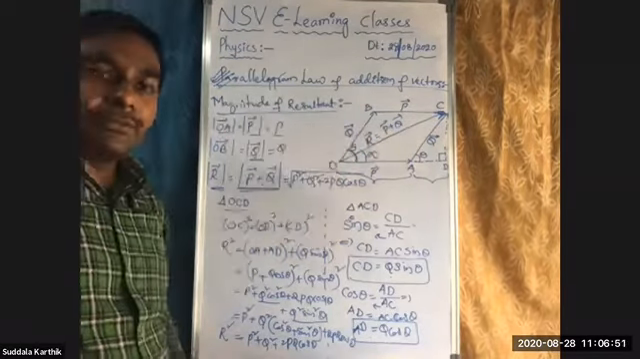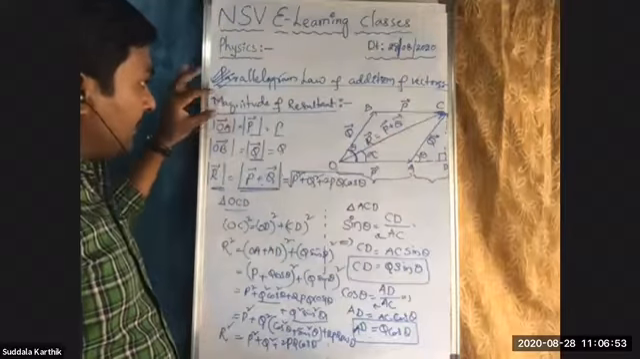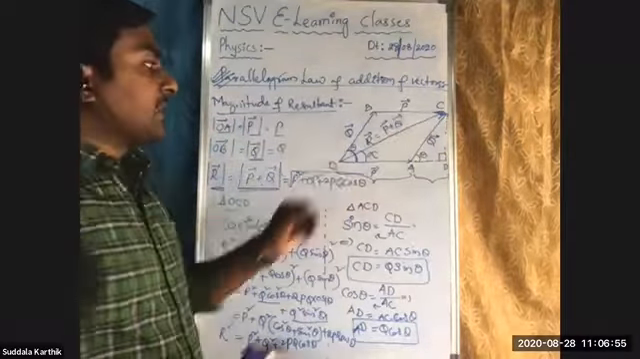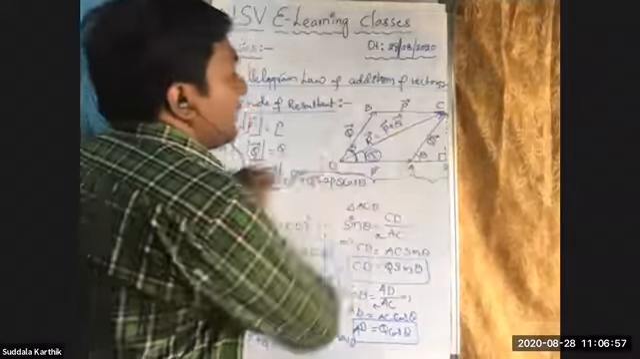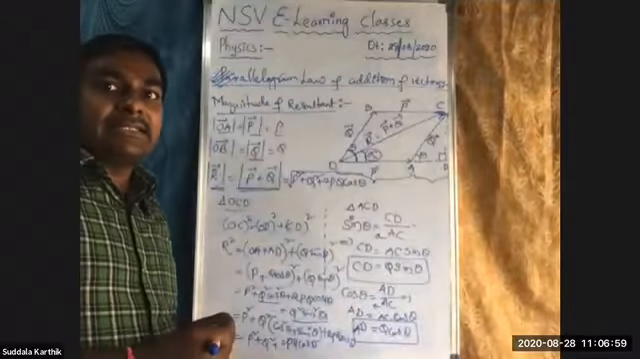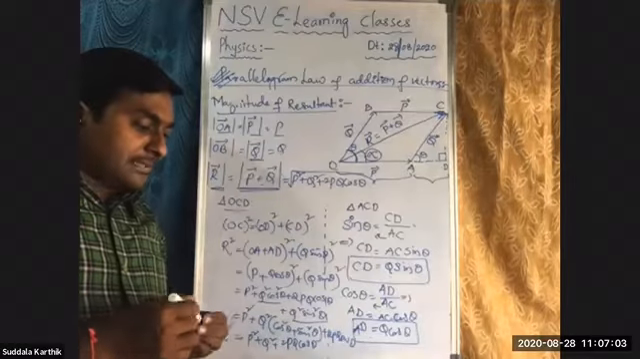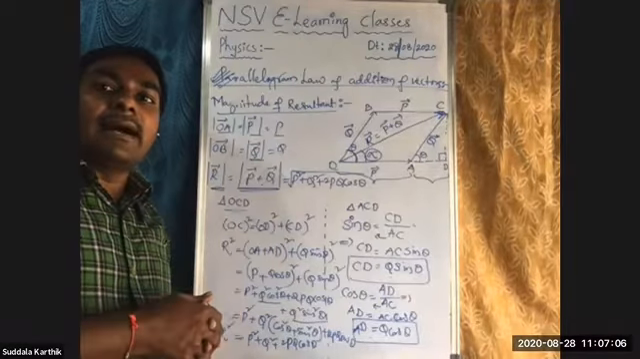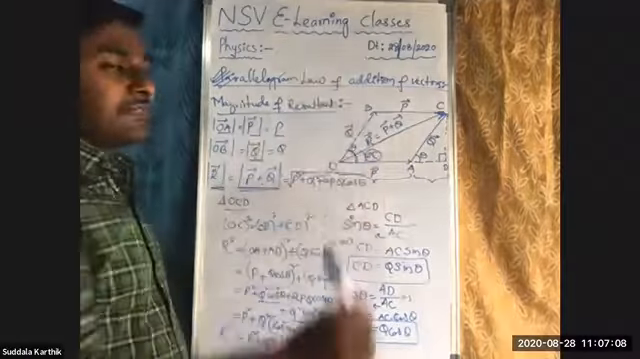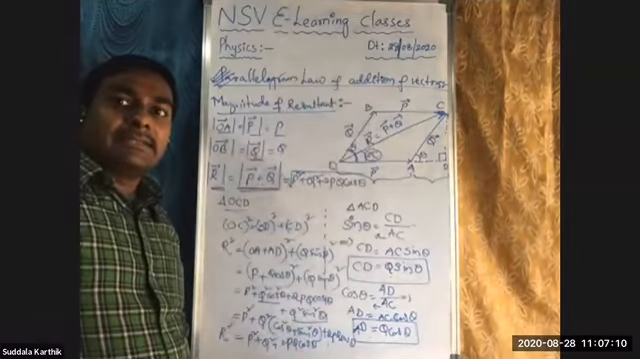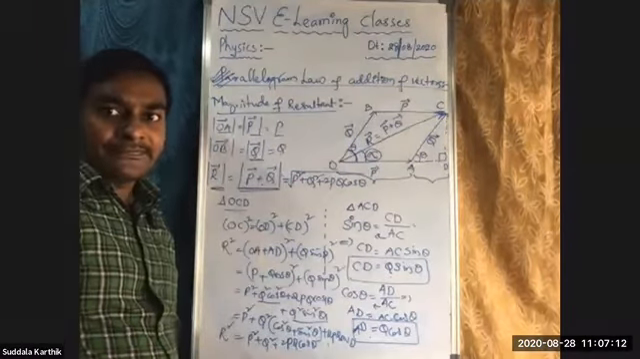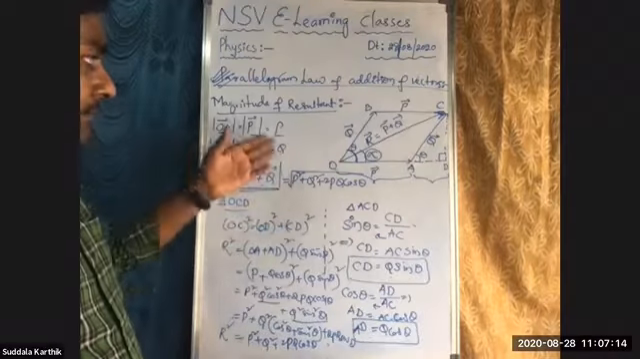Now I want to discuss the direction of the resultant vector. Direction is nothing but simply alpha. The direction of the resultant vector is simply alpha. For that alpha, I am going to discuss it in tomorrow's class. Is there any doubt?